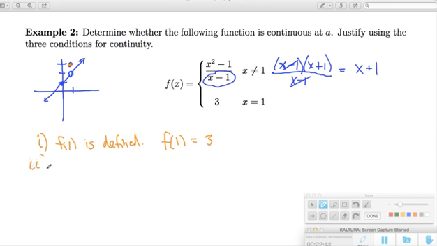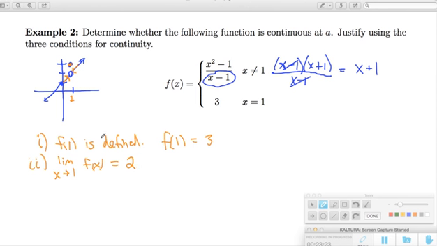Condition number 2 is that we need the limit at that particular potential problem of 1 to exist. Well, the limit of the function as x gets really, really close. Remember, we're getting close to x equals 1 here. The limit from the right is 2, right? Because the y values are getting close to 2. And the limit from the left is also 2. So the limit as x gets really, really close to 1 of that function is 2. Remember, it doesn't matter what the function is defined to be at 1, just what happens when you're getting really close to 1. Well, when you're getting really close to 1, the function is approaching 2.